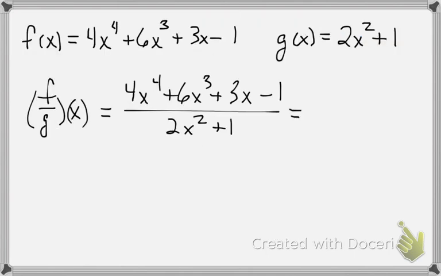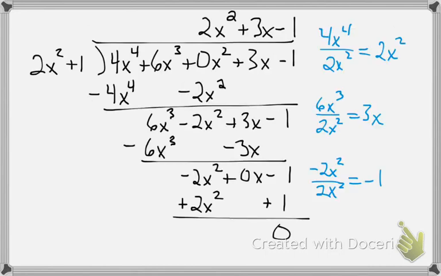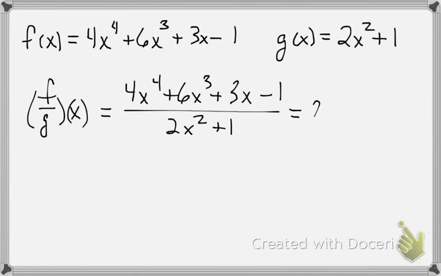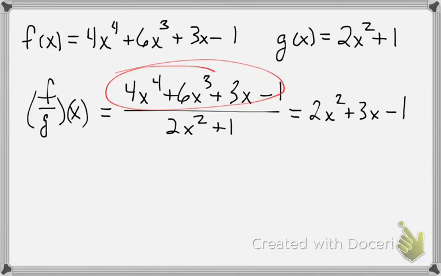And so I can simplify this function. Right? What's it going to be? 2x squared plus 3x minus 1. Did it divide cleanly? Yeah. So what do you think that means? There's a factor. 4x to the fourth plus 6x cubed plus 3x minus 1 factors.